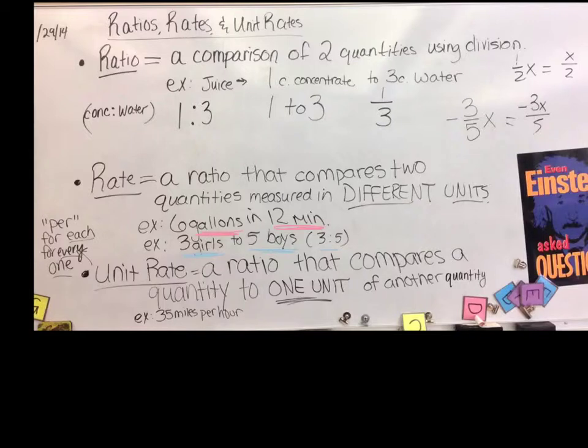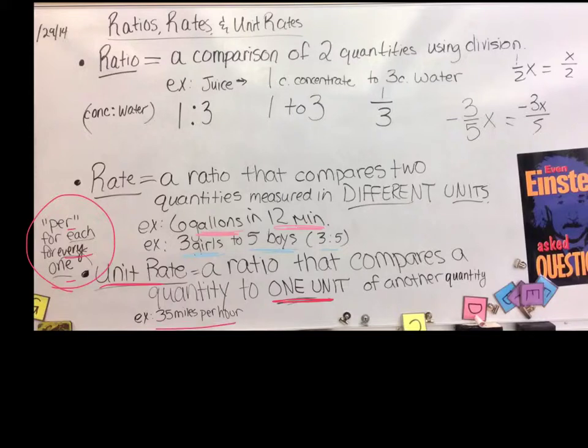And then to go even more specific here, we've got unit rates, and a unit rate is also a ratio, just like rates are, but it's a ratio that compares a quantity to one unit of another quantity, and the one unit is what's key there. Okay, you're going to be looking for keywords like these over here: per, or for each, or every, or one. Those are hints that it's going to be a unit rate because they're talking about one of something.